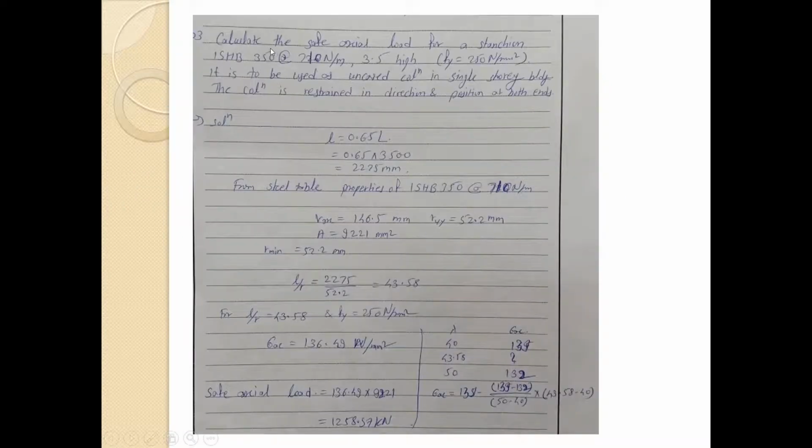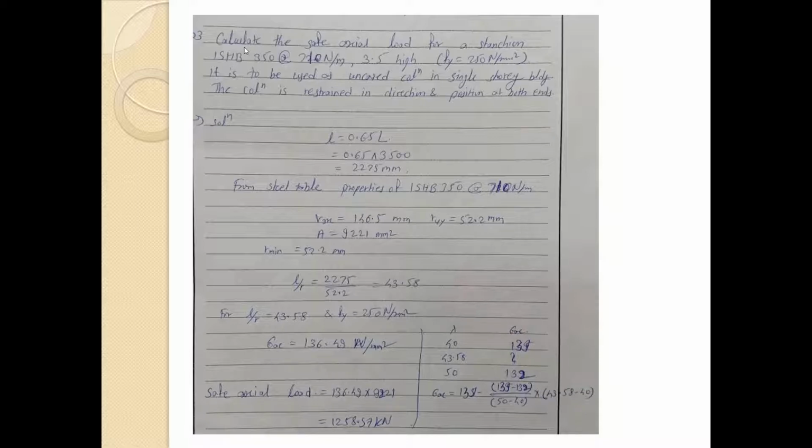Calculate the safe axial load for the stanchion. Stanchion means the column is called a stanchion. So ISHB 350 at 710 Newton per meter, that is the weight of the particular column, 3.5 meter high. Fy is given, that is 250 Newton per mm square. It is to be used as an uncased column in a single story building. The column is restrained in direction as well as in position at both ends.